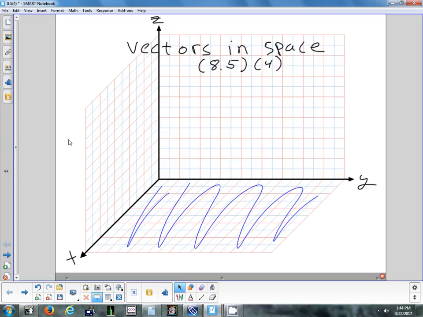Now, if you did it with your left hand, with your index finger on the x-axis and your middle finger on the y-axis, your thumb would point in the opposite direction. So if you use your left hand, the z-axis would be backwards from what we're doing. Any questions on that? X-axis, y-axis, z-axis. It's called a right-handed coordinate system.